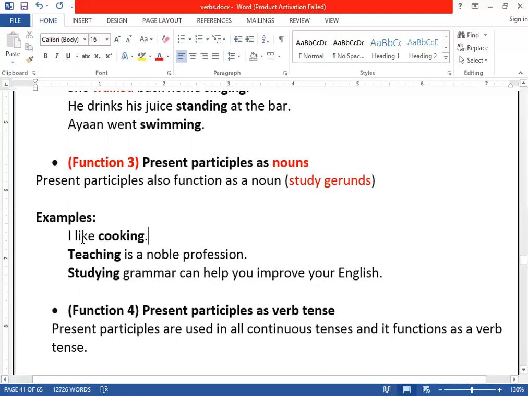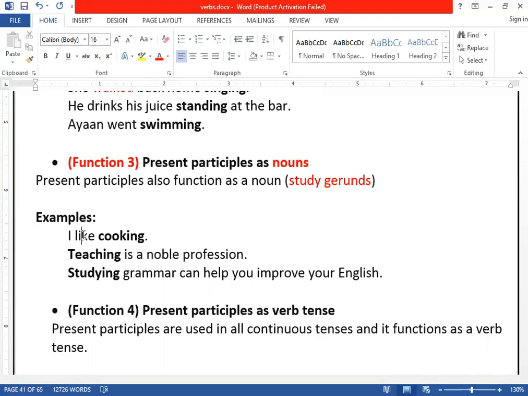Can we take an example? I like. I like what? Cooking. I like what? It doesn't give meaning for how. I like, it's an object here. I like cooking. So cooking in this case is what? It's a noun. Like I play. What I play? I play cricket. Cricket is a noun. So I like cooking here.